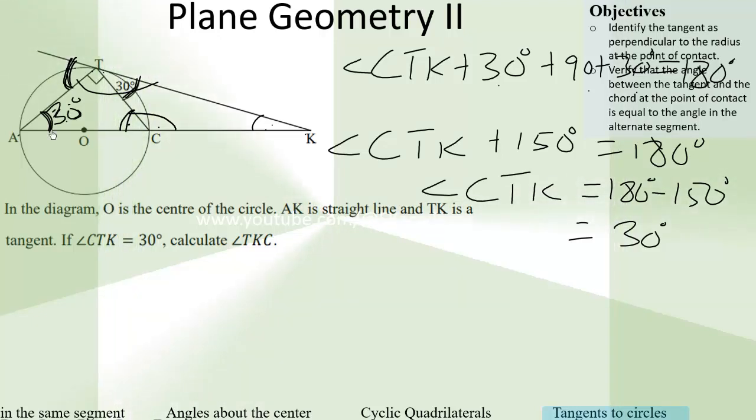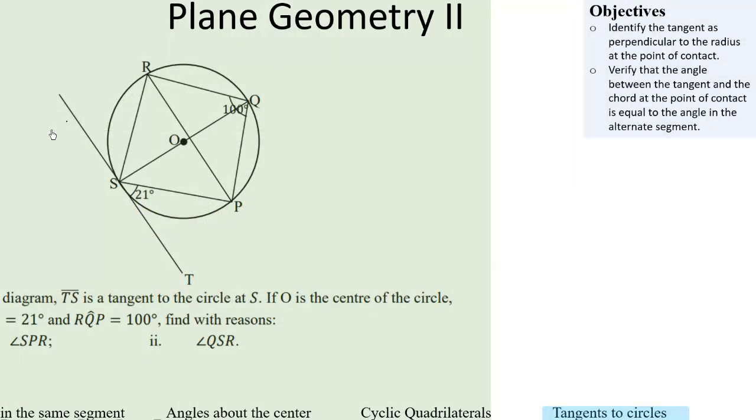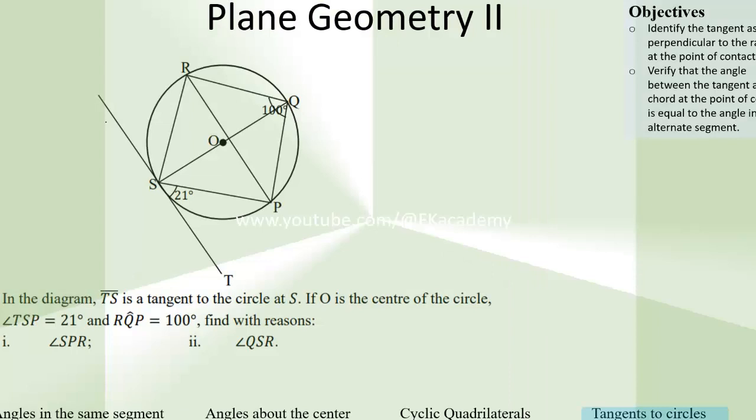So we just have to use our knowledge of sum of angles in a triangle, in addition to the fact that angles in alternate segments are equal, to be able to solve this question. Let's take the second example. Here we have our second question.